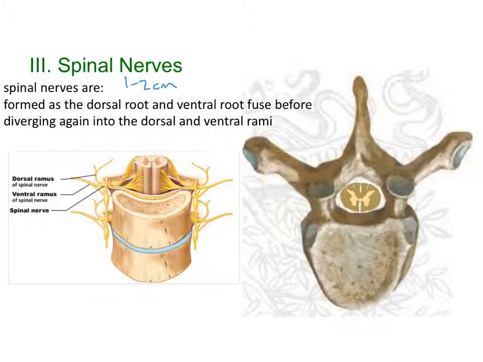And they're formed from the dorsal root and ventral root. So here's our spinal cord within the vertebral foramen. The dorsal root would come out and then go through the intervertebral foramen. You would then have the ventral root coming out here, joining with the dorsal root, combining together. And so this segment right here is going to be the spinal nerve.